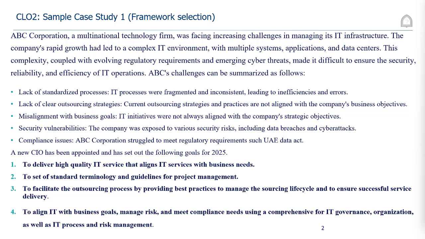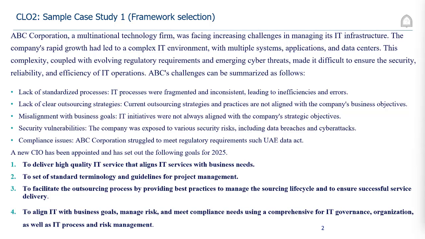ABC is a multinational corporation that is facing challenges. The challenges can be summarized as follows: lack of standardized processes, lack of outsourcing strategies, misalignment with the business goals, security vulnerabilities, and compliance issues. Those are typical issues you get when you don't have the right IT governance in place. Very standard problems that you get with IT if you're not following proper IT governance.